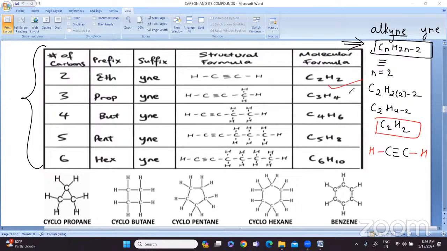So C2H2, you can see here, is the molecular formula, and this is the structural formula. What is the name? As I discussed, eth is the prefix and YNE will be the what? What is YNE, students? YNE is the suffix. Okay, suffix.